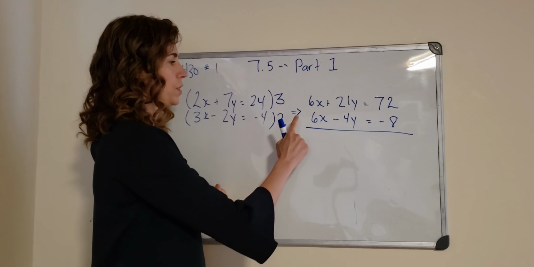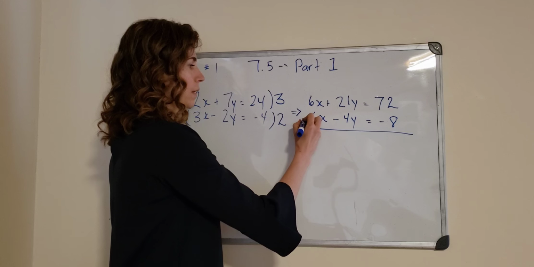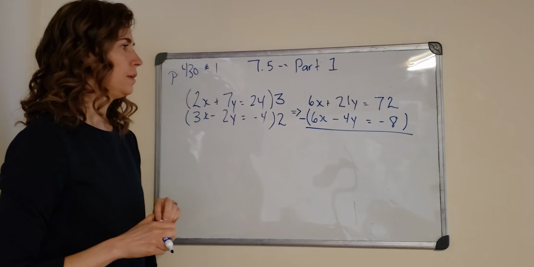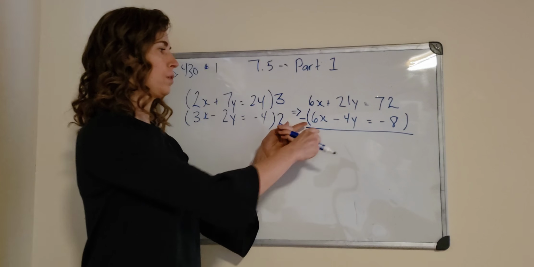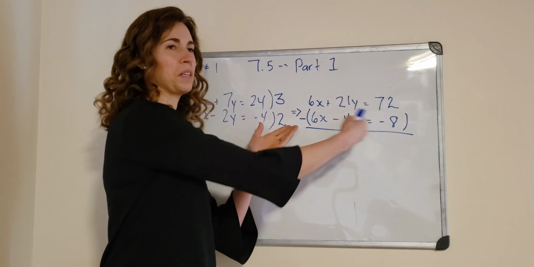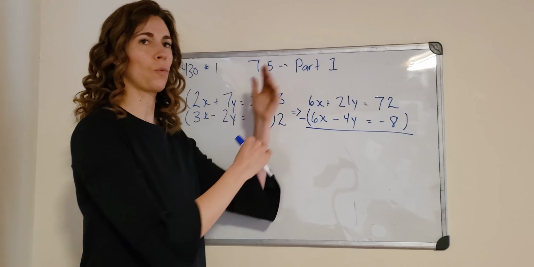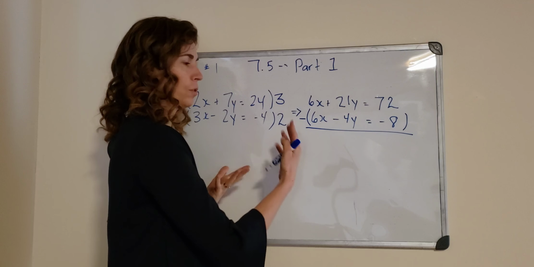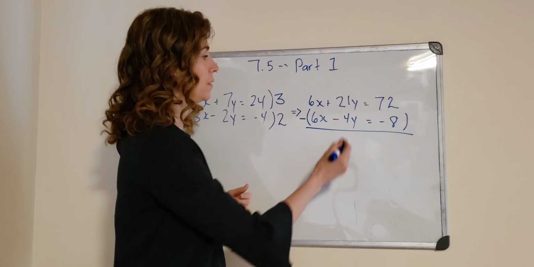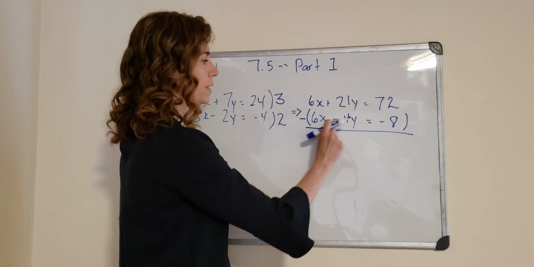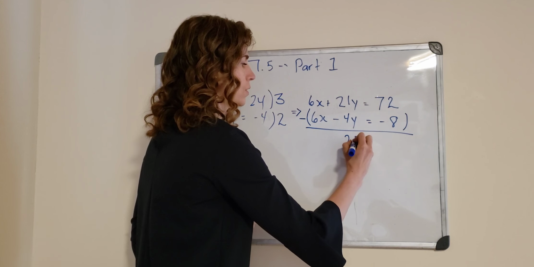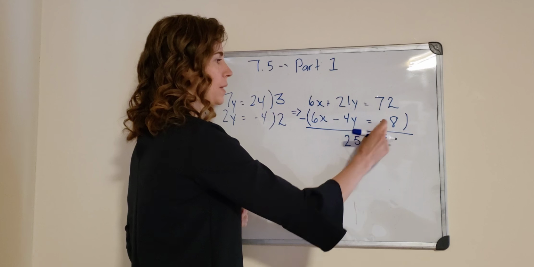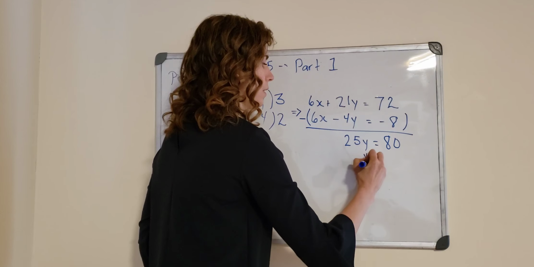And what I would want to do is subtract this whole thing from this one. Just as a side note, I could have also subtracted this one, but I'm just doing this one because it's below and it's just easier, but either way would work. So 6x minus 6x, 0, good, that's why we did that, to get rid of one of our variables. 21 minus a minus 4, 25. 72 minus a minus 8 would be 80.